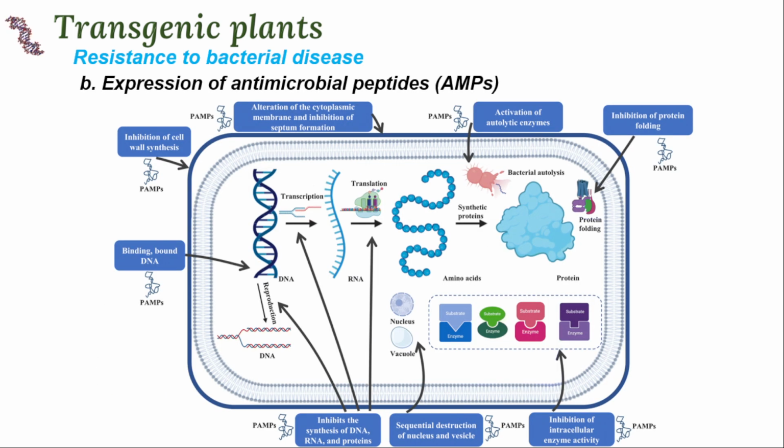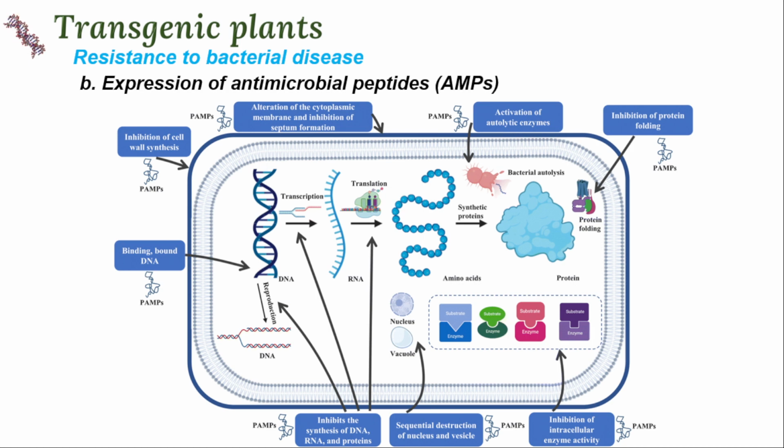Next one is expression of antimicrobial peptides. These antimicrobial peptides are generally called PAMPs or AMPs. PAMPs means plant antimicrobial peptides, AMPs means antimicrobial peptides. Both are the same. In an examination, to confuse you, they will ask what is PAMPs. Same, plant antimicrobial peptides. These peptides are derived from plants and are secreted whenever a pathogen enters the plant's defense territory.